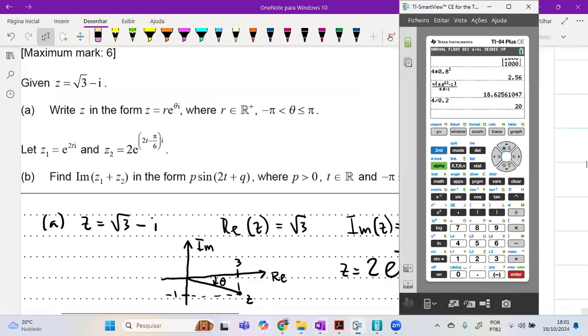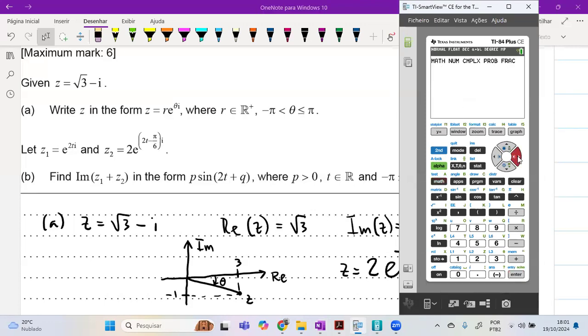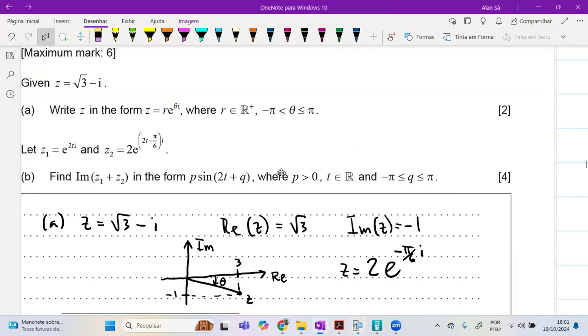In the Texas calculator, you can enter root 3 minus i. Then you go to math, select complex, and then polar form, number 7, and it changes the number to that form. In this case, since my calculator is in degrees, the angle is 30 degrees. 30 degrees is pi over 6 in radians. So it could be used in the same way, but the calculator does not give the answer in terms of pi, even if the calculator is in radians.